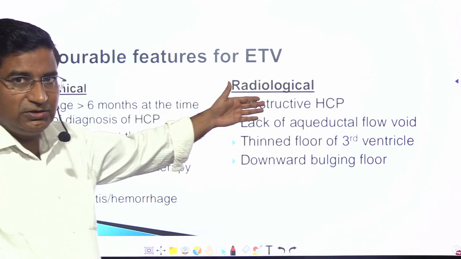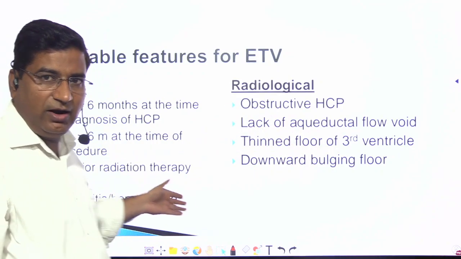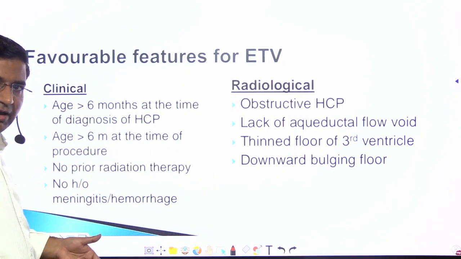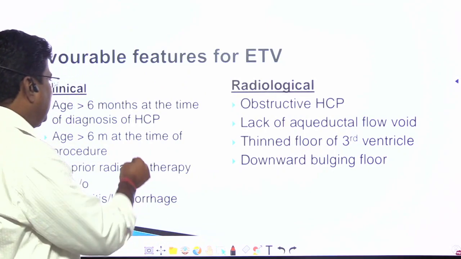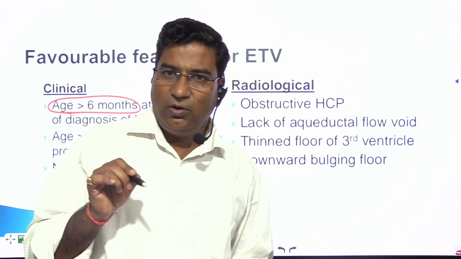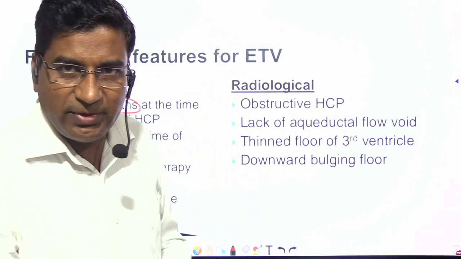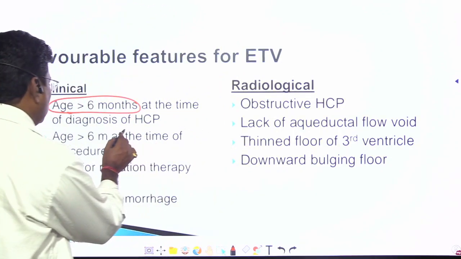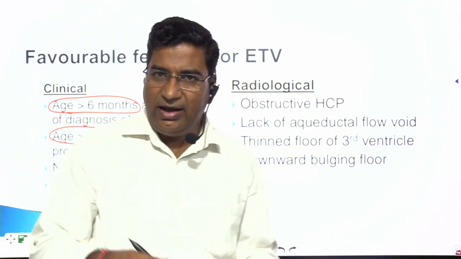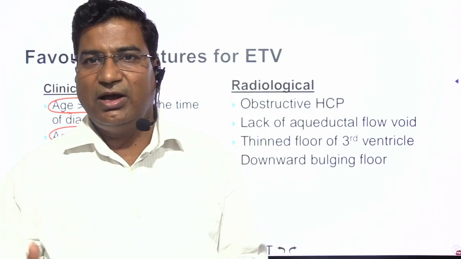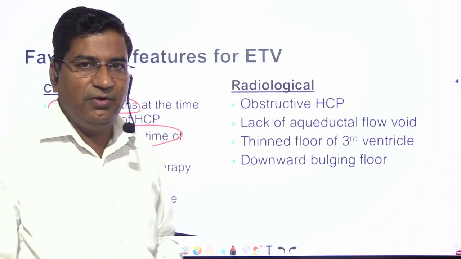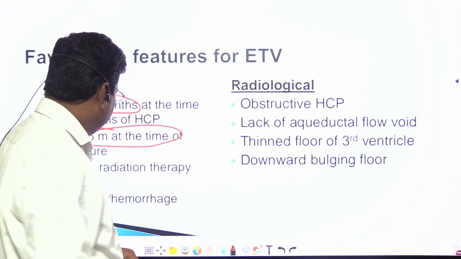Then the favorable features for ETV, as a clinical background and a radiological background. First of all, the clinical background: at the time of diagnosis, age is more than 6 months, number 1. And at the time of procedure, age is more than 6 months. The 6-month criterion is because the arachnoid granulations are maldeveloped or ill-functioning before the age of 6 months, so ETV may fail and results are poor.